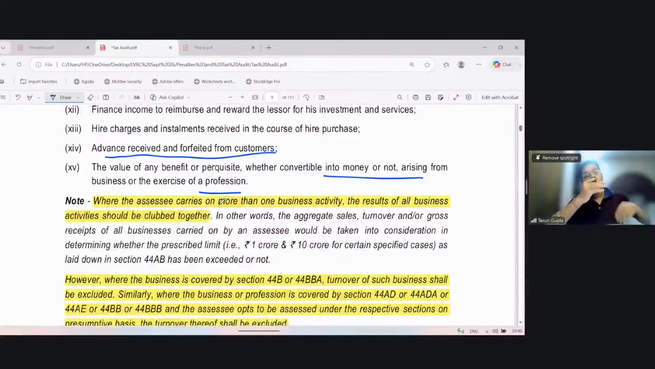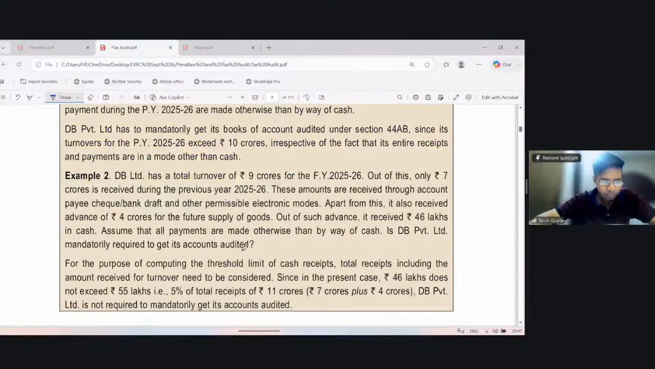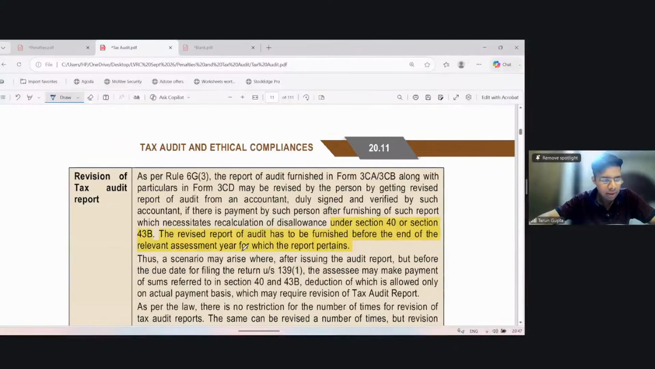However, where the assessee opts for presumptive taxation in respect of some of the businesses, the turnover of such businesses shall not be considered for 44AB. Where the business is covered by section 44B or 44BBA, turnover of such business shall be excluded. Similarly, where the business or profession is covered by section 44AD, 44ADA, 44AE, 44BB or 44BBB, and the assessee opts for presumptive taxation, then the turnover thereof shall be excluded. Clear? This we have discussed from 3C and 3CB.